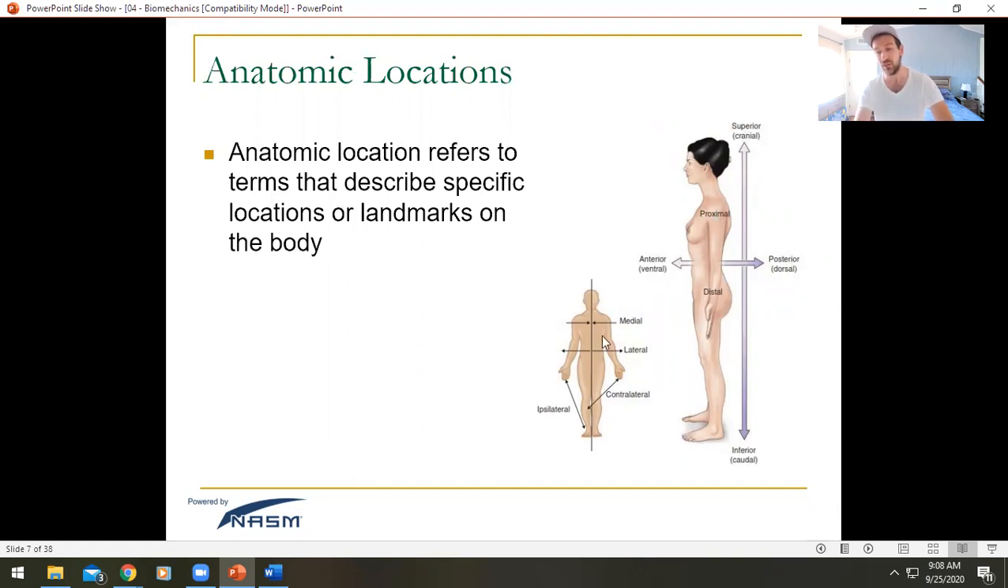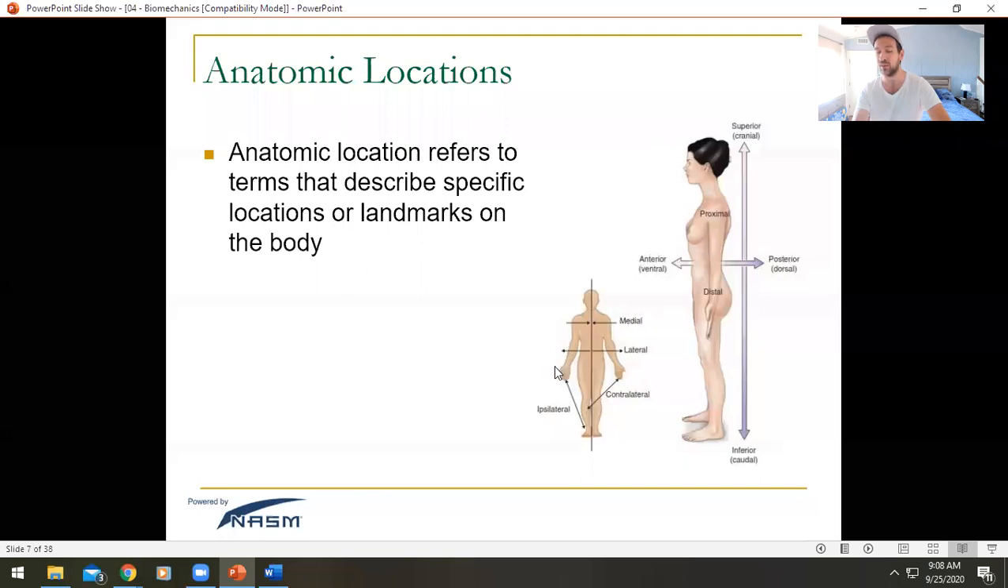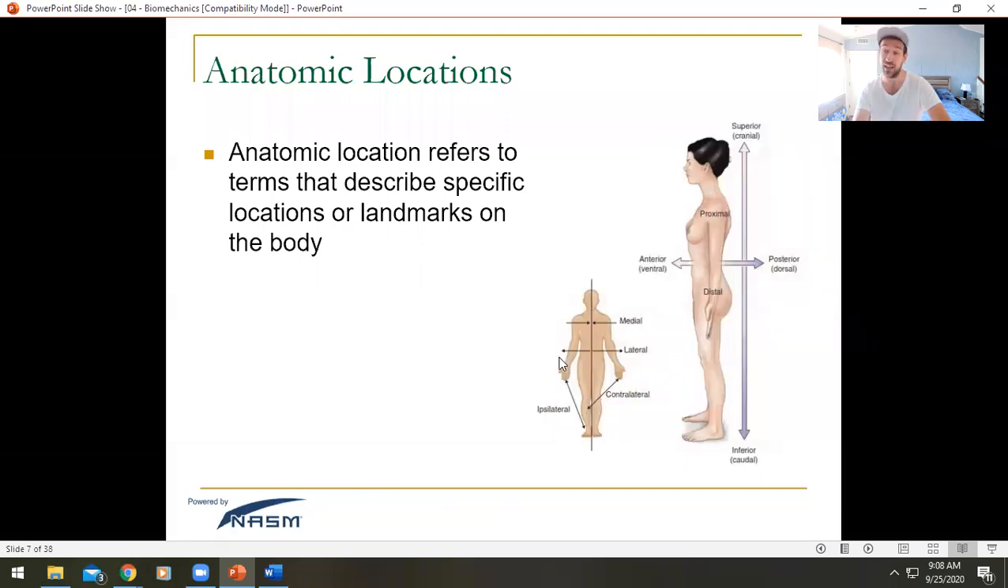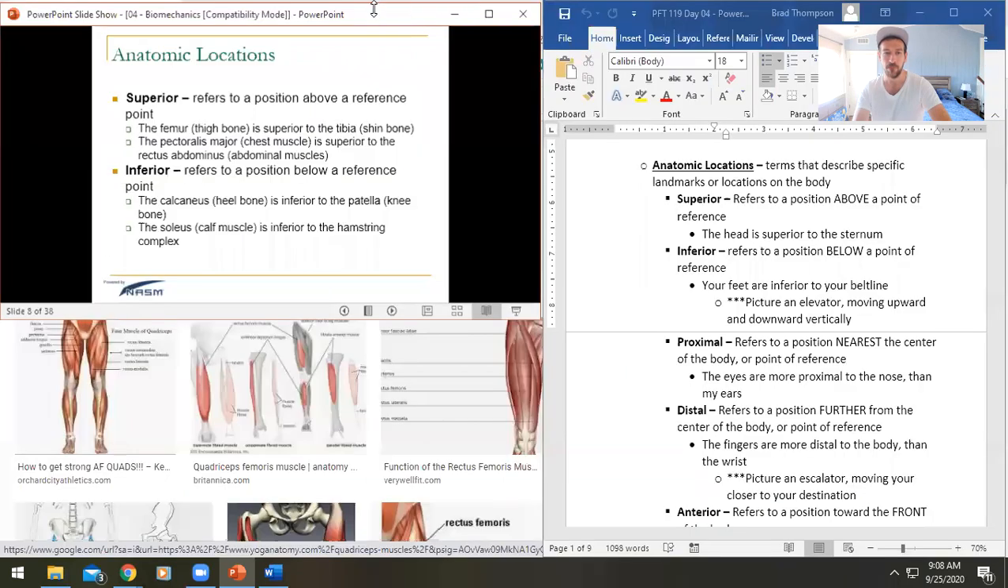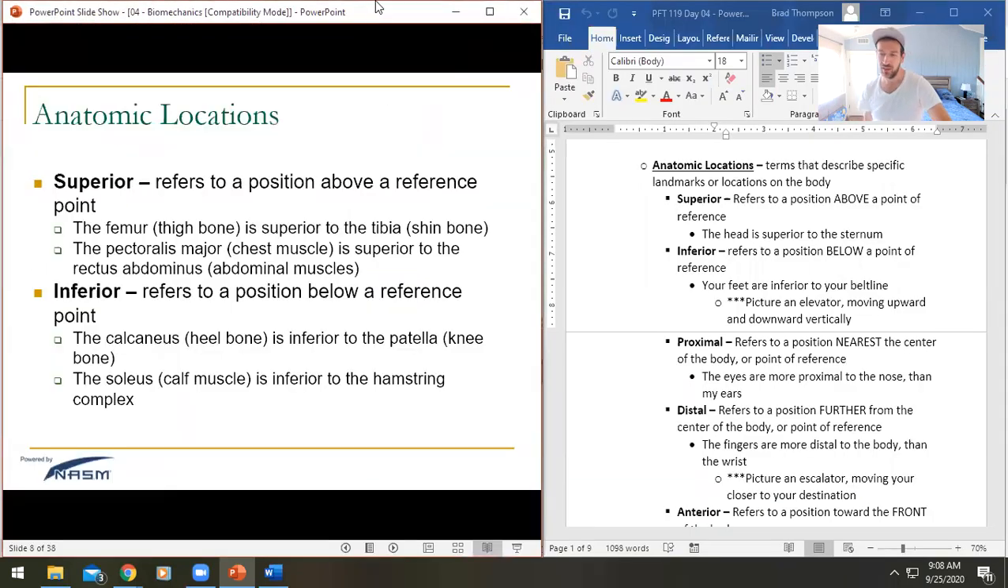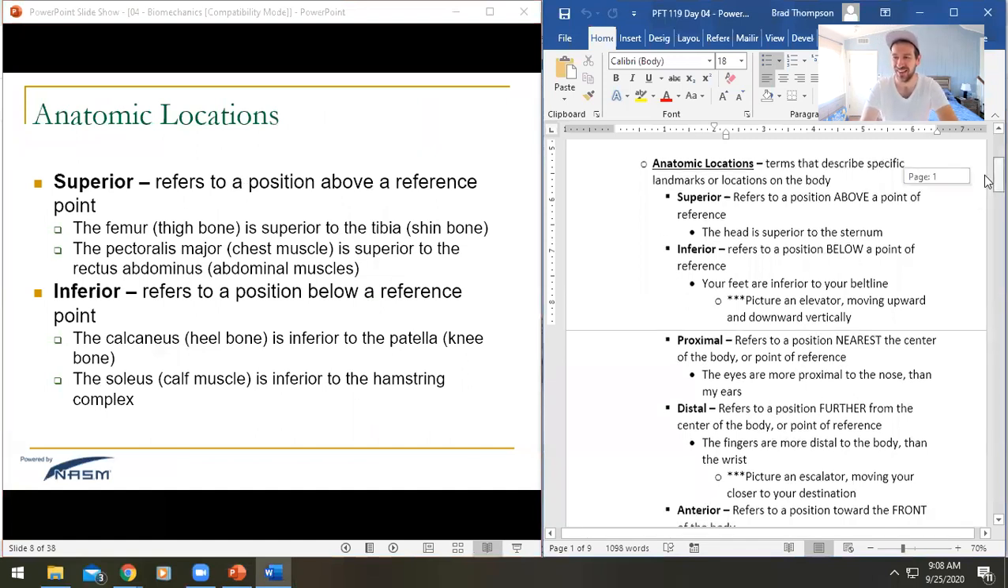And you see down here, you've got medial, which is closer to the midline of the body, and lateral, which is farther from the midline of the body. Then you've got ipsilateral, which means it's on the same side of the body as something else. Like your left hand and your left foot, they're ipsilateral to each other. But then you have contralateral, and that is your left hand and right hand. They're on opposite sides of the body. So that's good enough, right? Let's move on. No. All right, let's go over these really quickly.